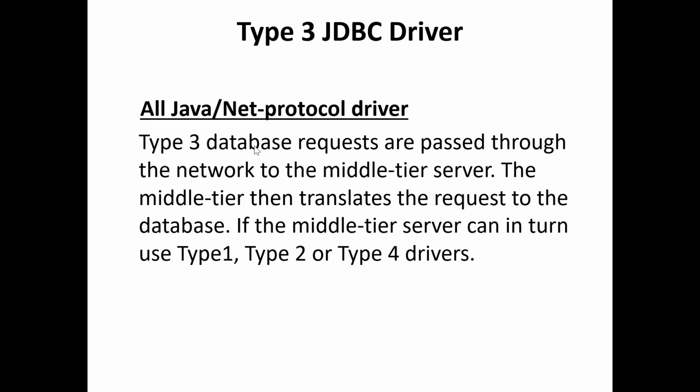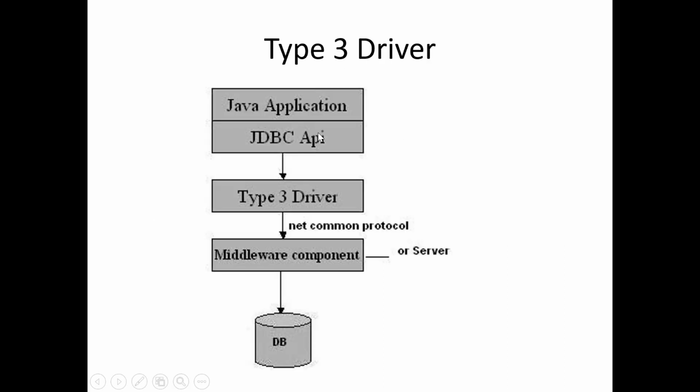Let's look at the type 3 driver architecture. The Java application is talking to the JDBC API. Again, it is talking to the type 3 driver. This is talking to a middleware component, that is Apache Tomcat. We use some middleware servers. This server is again talking to the database. The database might be on a separate database server. So there are two servers. The client is talking to type 3, which is talking to the server. The server might again have type 1, 2, or 4 that is talking to the database. So here also we have a number of layers, but we have some advantages.